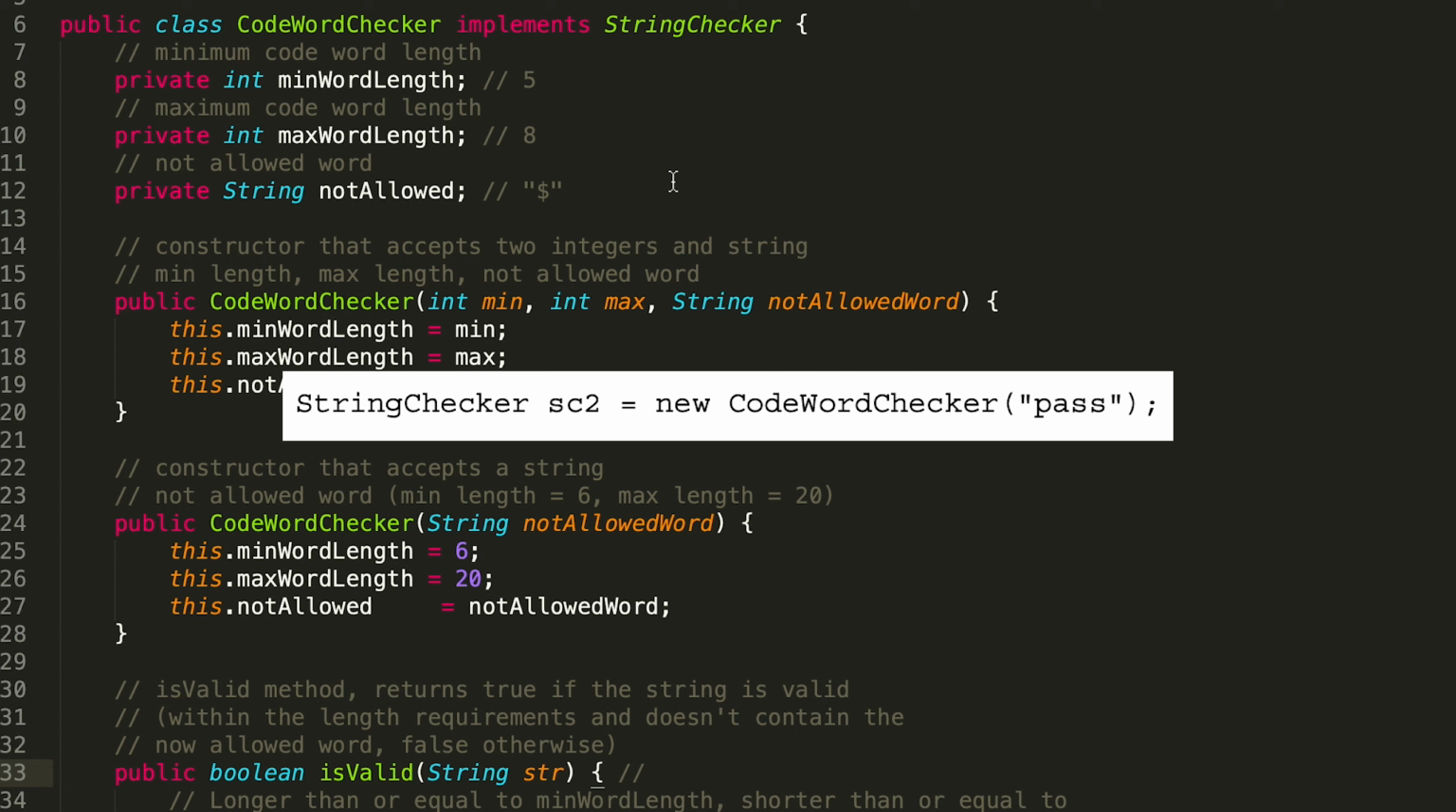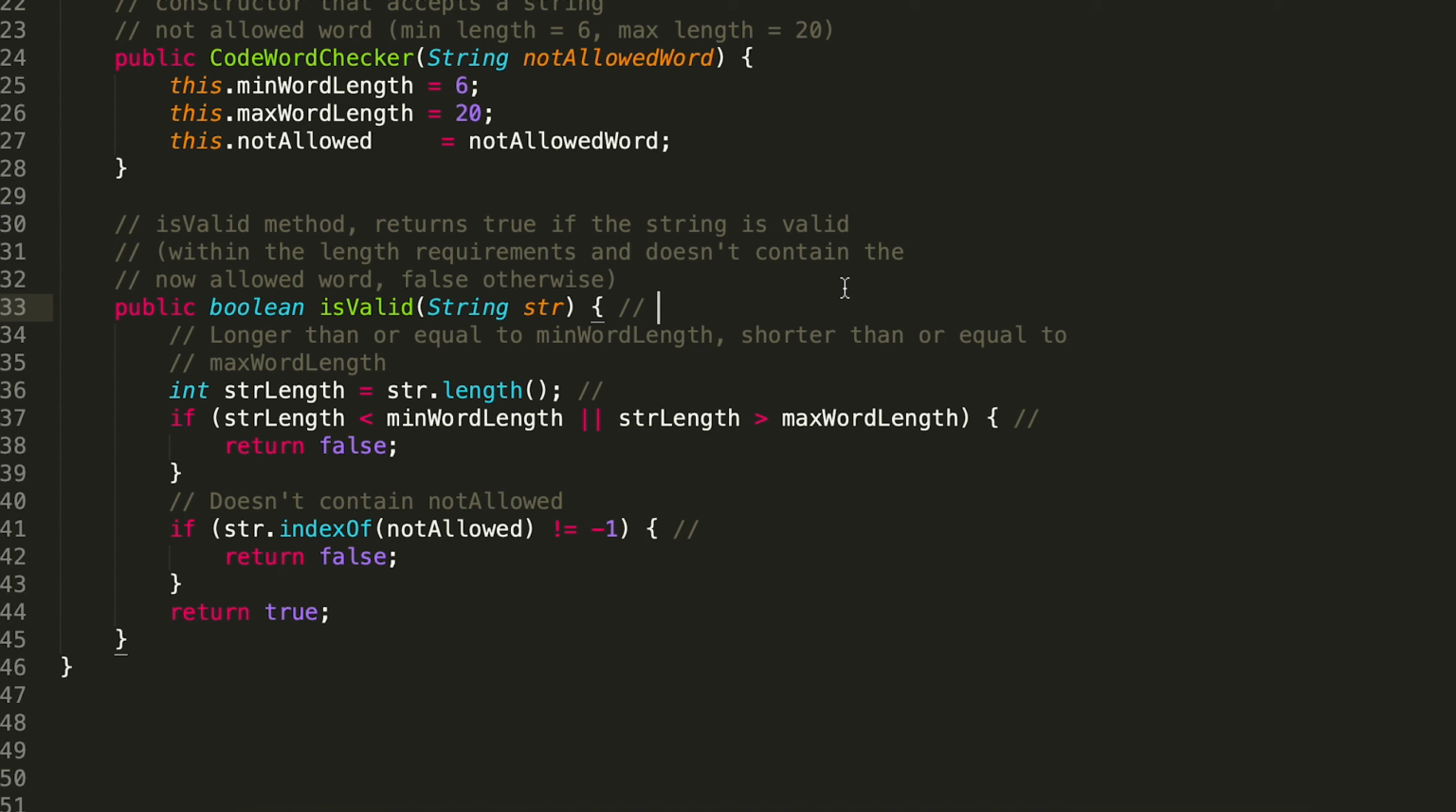And then for the second example, we create a new code word checker. In this case, since we don't pass in the min and max lengths, we just passed in the not allowed word, we know that we're going to be using our second constructor, which says the min word length is 6, and the max word length is 20, and then the not allowed symbols was actually being passed in, which is pass. So let's go ahead and run through each of those method calls as well.